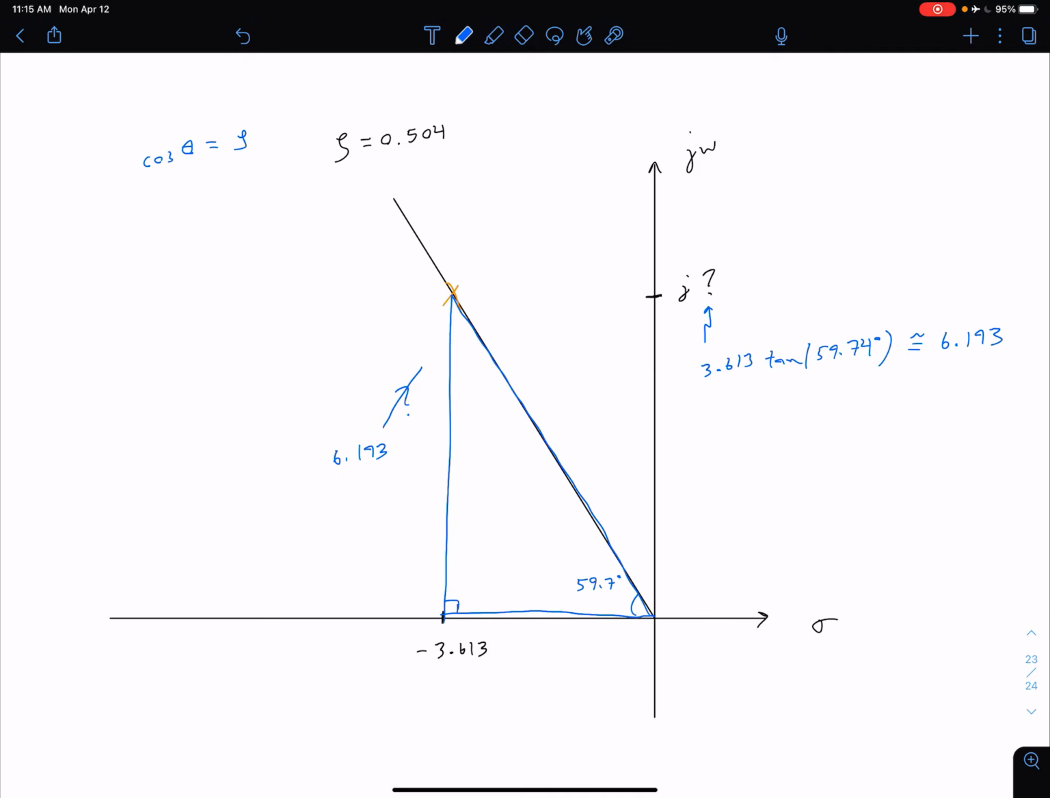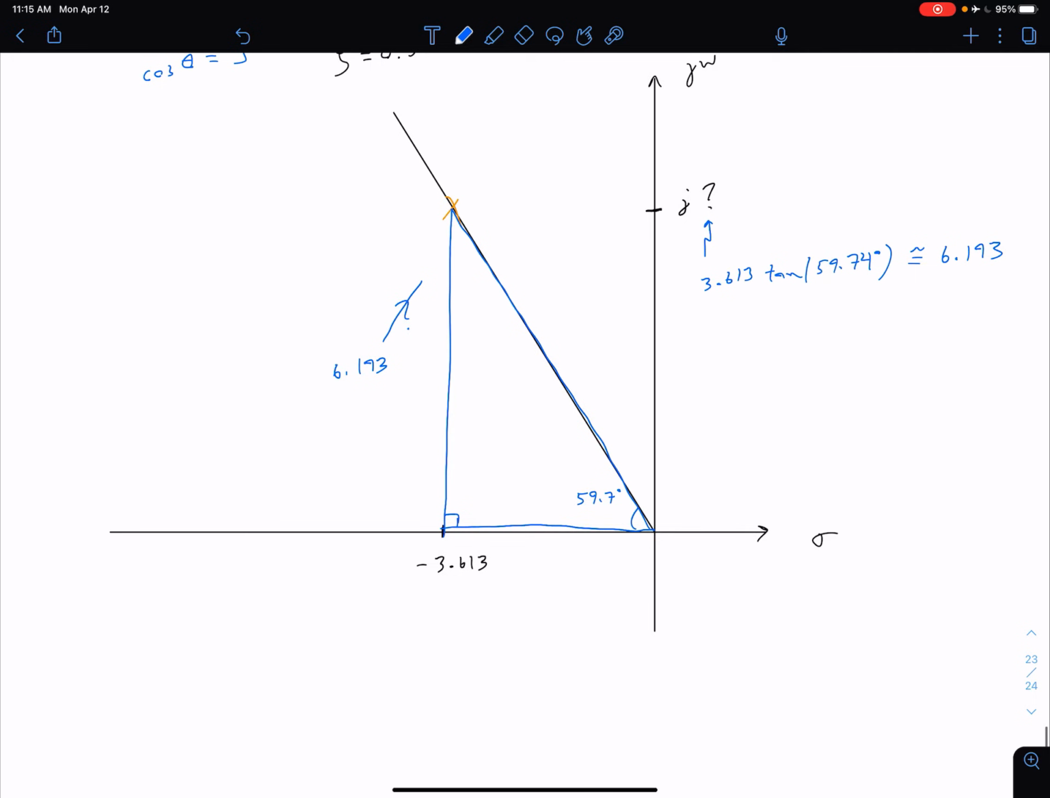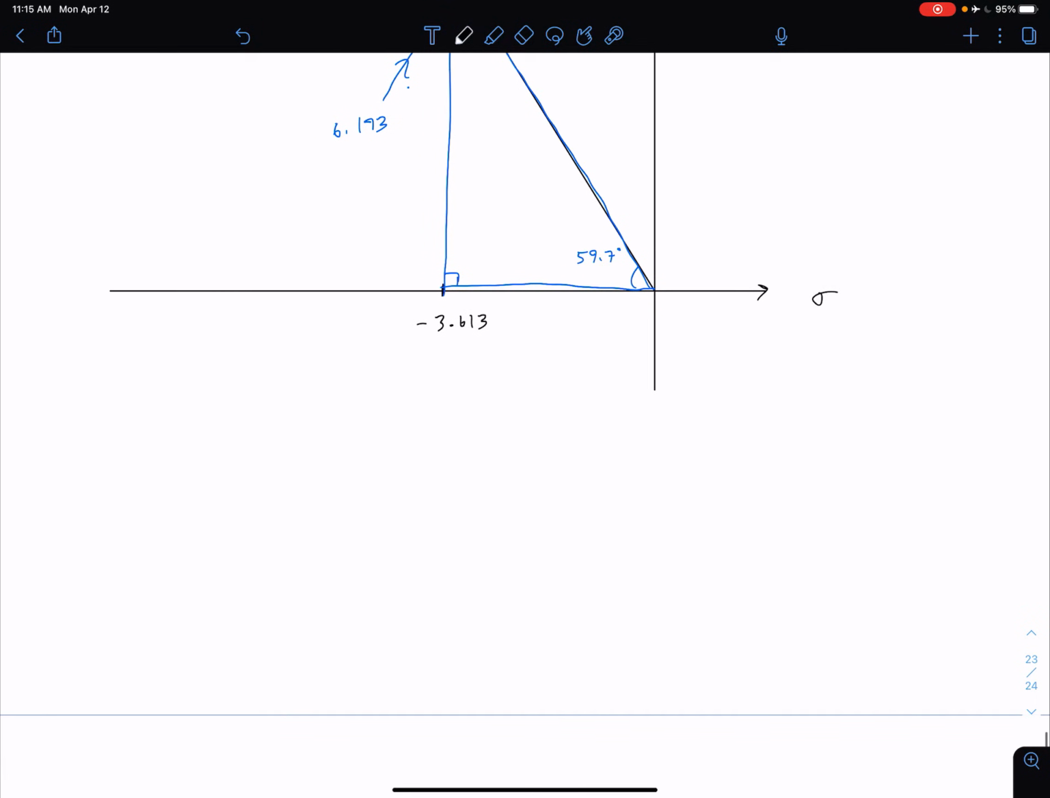Okay, so what that tells us is this is our desired pole location. So our desired pole location is at negative 3.613, so that's our real part, which is giving us our desired settling time. And to keep that same damping ratio and therefore the same percent overshoot, we found that we need an imaginary part of j6.193.